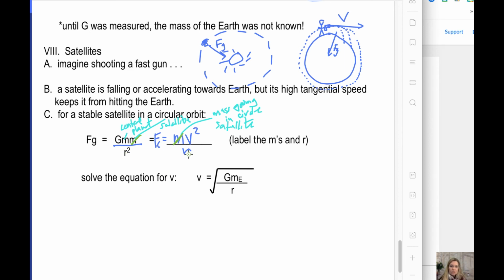Now, this r is the same r. This r is the radius of the circular path, and this is the distance between objects, and that is going to be pretty much the same thing. So we can take one of these r's and go bye-bye.